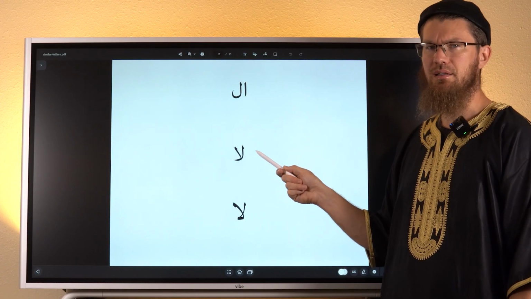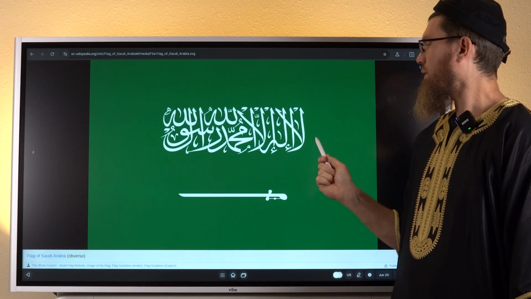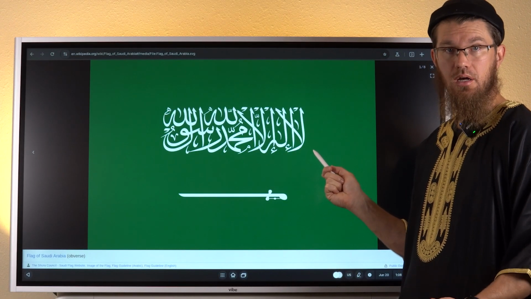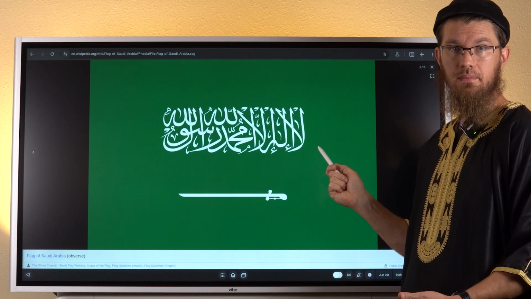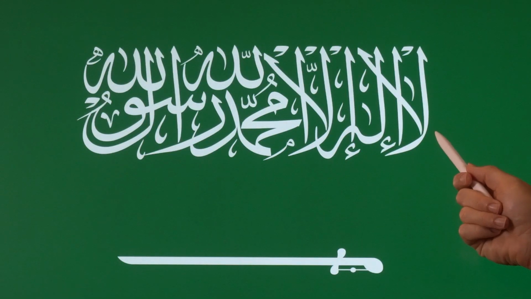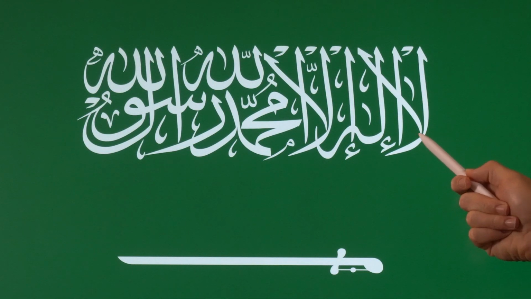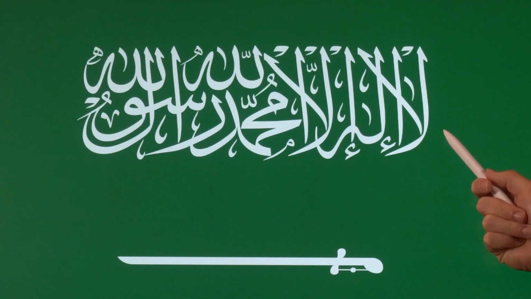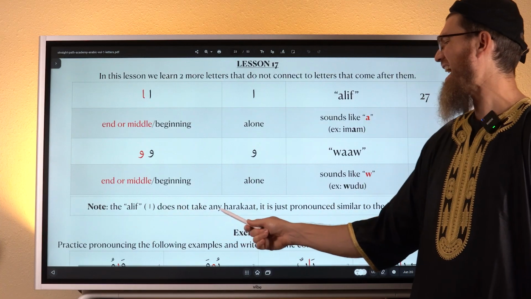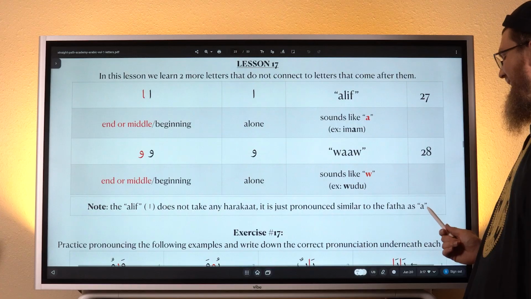So just to give you a practical example of a Lam and Alif being written like this, we can look at the flag of Saudi Arabia. So here we see in Arabic writing the Shahada, La ilaha illallah, Muhammad Rasulullah. So it begins with La, which is Lam Alif. And that's exactly what we see here. We see this straight line being the letter Lam, and it's connecting to an Alif coming after it, looking identical to this. And one more thing to note about the letter Alif is that it does not take any harakat, but rather it is just pronounced similar to the fatha as A.